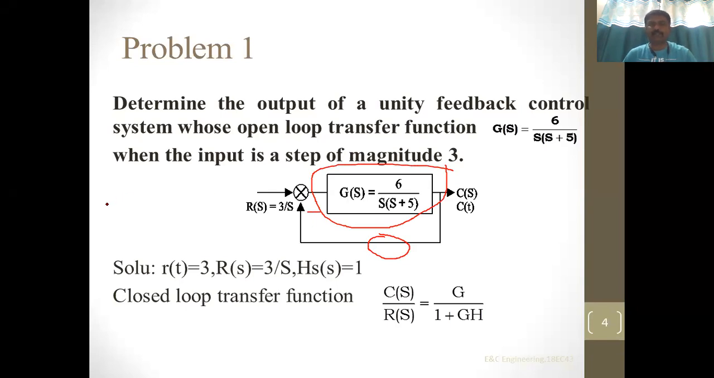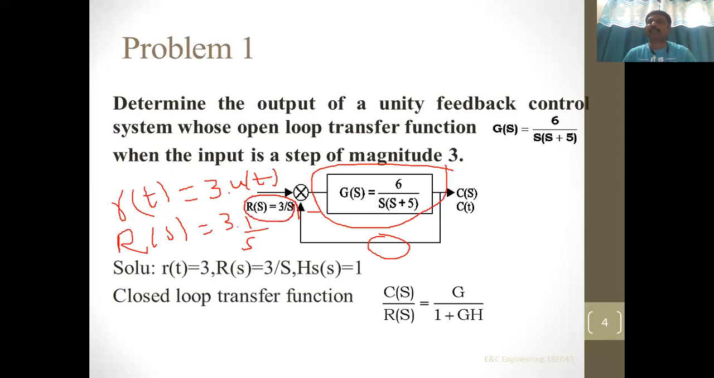Now what is R of S? Actually R of t is equal to a step of magnitude 3, that is 3 into u of t. Is it okay? If I apply Laplace transform to this, what does it result in? R of S is equal to 3 into the Laplace of u of t, which is 1 by s. Thereby, R of S takes the form 3 by s. Is it okay?